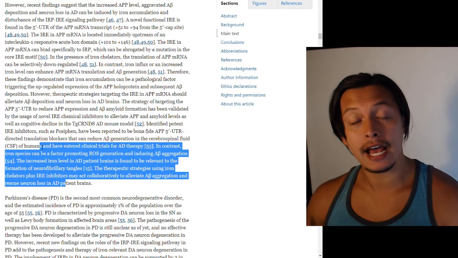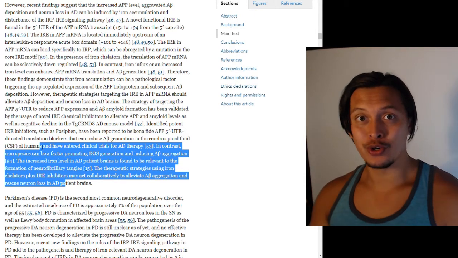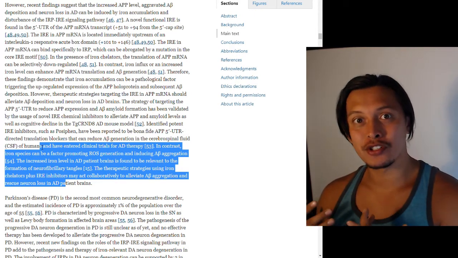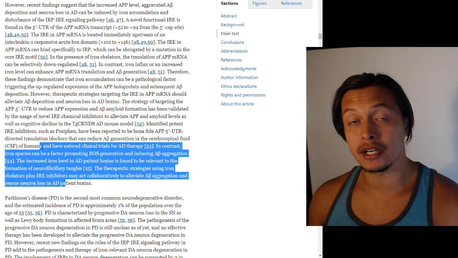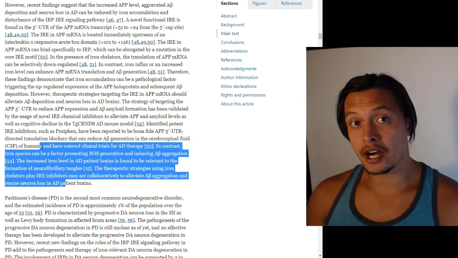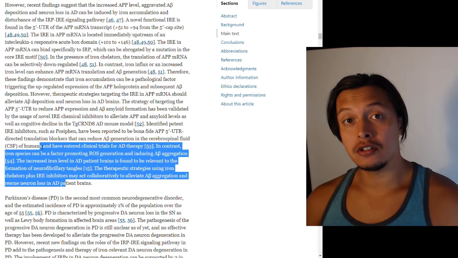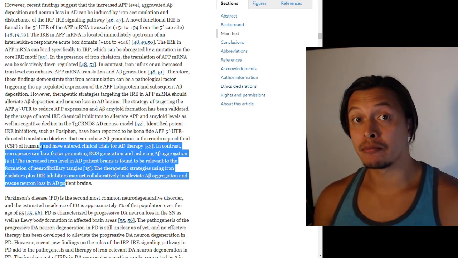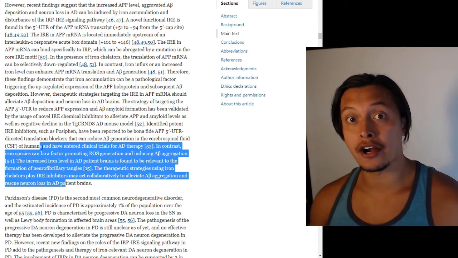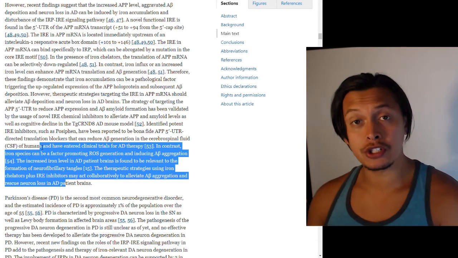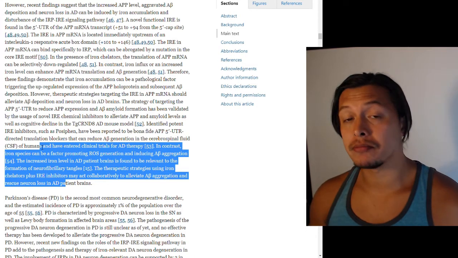So your brain has these iron responsive elements to help regulate iron, and so if you just throw a drug that indiscriminately screws up a lot of these iron responsive elements, then you might actually be making the brain more susceptible to iron dysregulation, which could theoretically cause more problems.